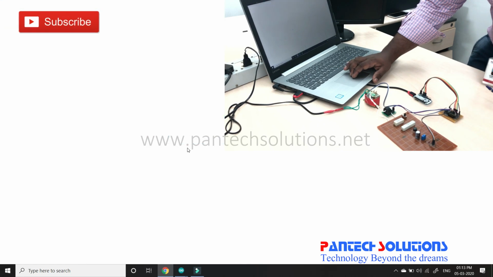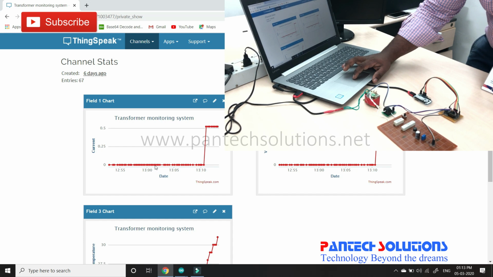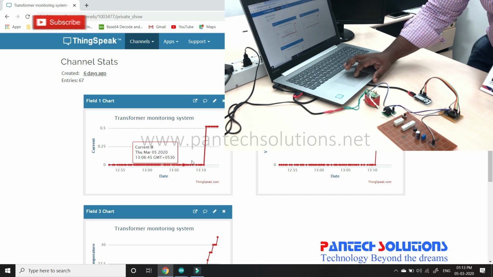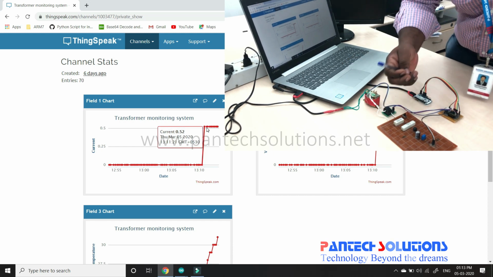Now I am going to show the ThingSpeak value. Before, it was printing 000; when we started to work on this project, it will show 0.5. This is the current rating of the 10 ohm load resistor.